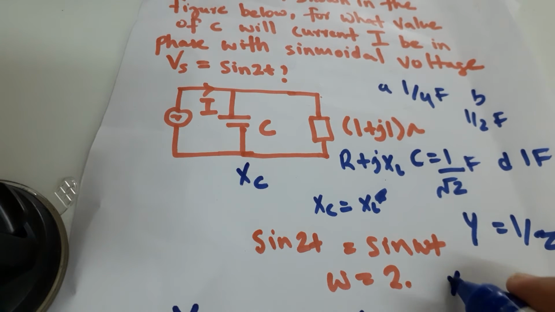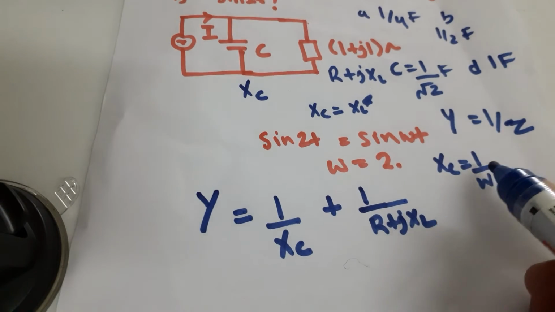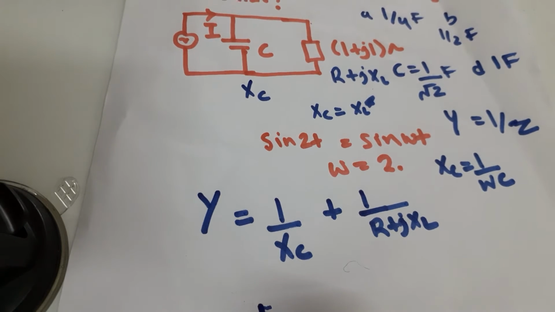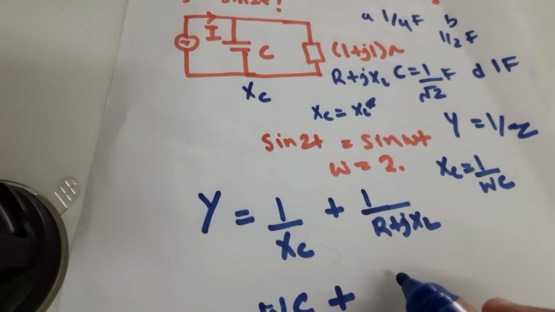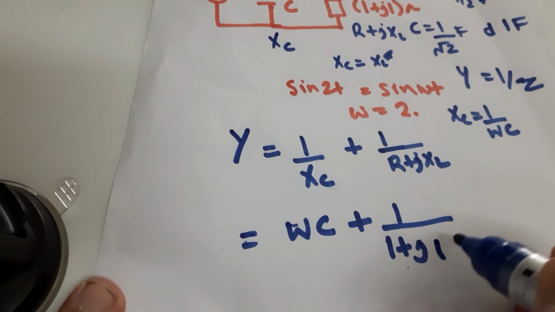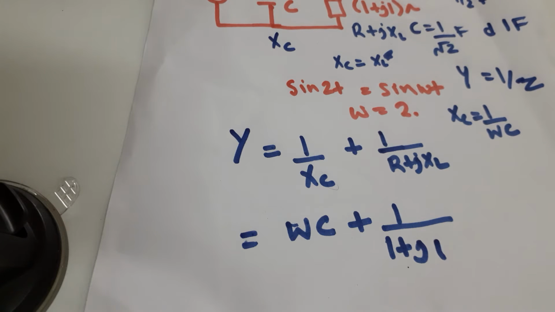The value of Xc is 1 by omega C, so 1 by Xc becomes omega C, plus 1 by 1 plus j times 1. So this value becomes like this. Why are we going like this? Because we know that at the resonance condition, the imaginary part will become 0. So at resonance, I'll keep this as it is.